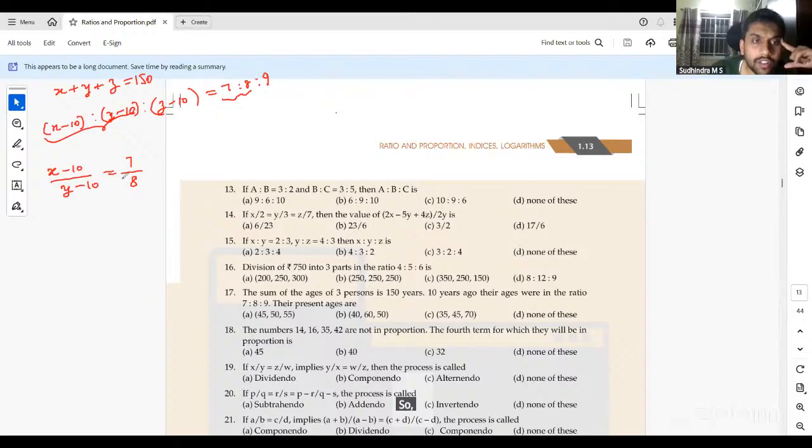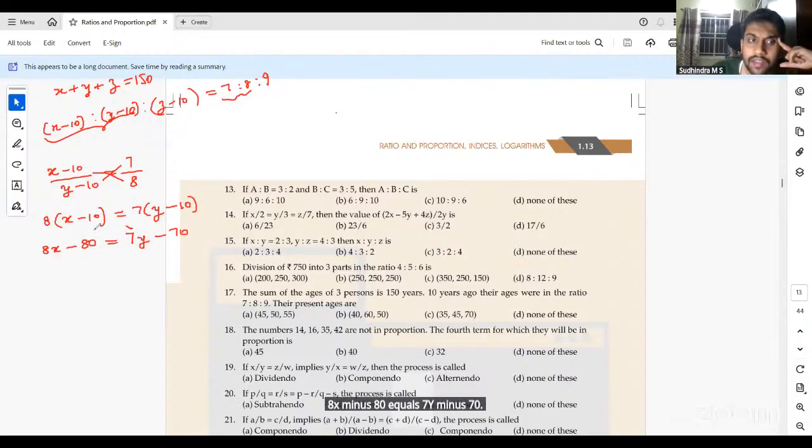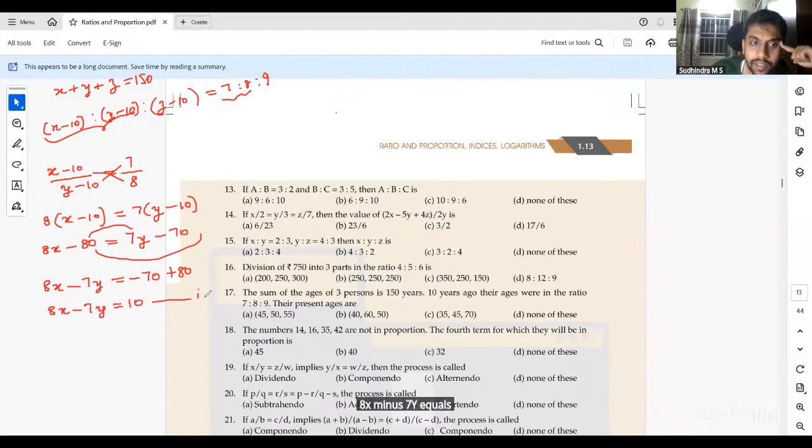So here cross multiply: 8 into (x minus 10) equals 7 into (y minus 10). 8x minus 80 equals 7y minus 70. If I bring this to LHS and minus 80 to RHS, 8x minus 7y equals minus 70 plus 80. 8x minus 7y equals 10. We can call this equation 1.